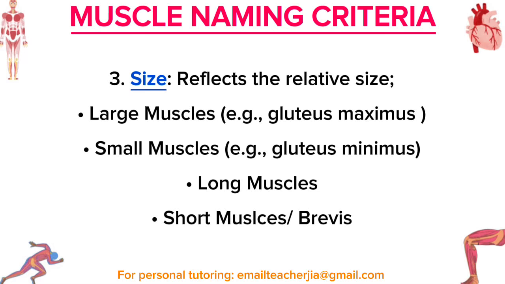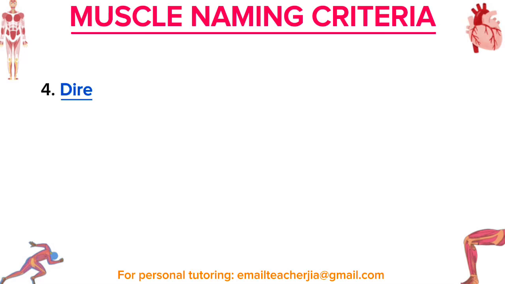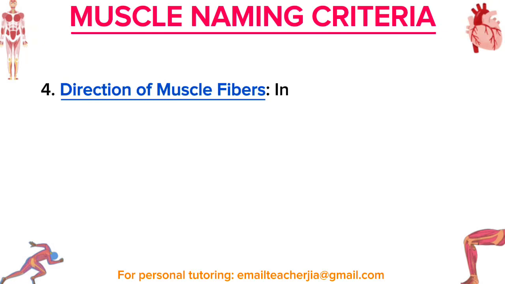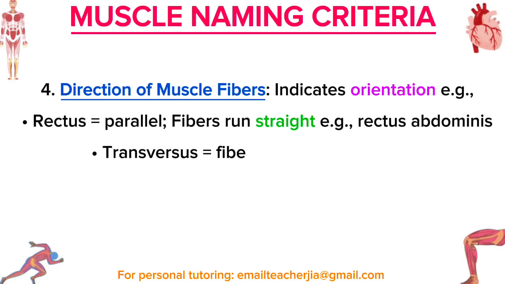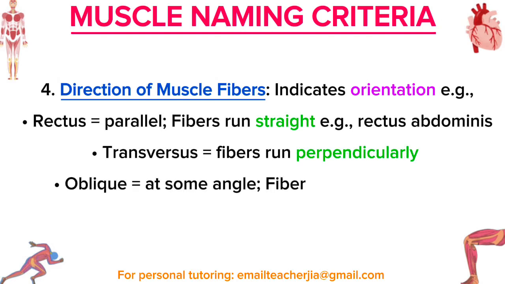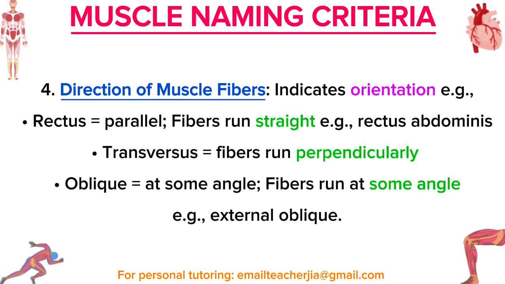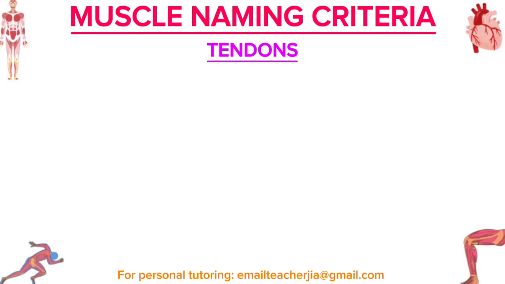Okay? Then the fourth criteria for naming muscles is direction of muscle fibers. This indicates orientation, e.g. rectus means parallel. Fibers that run straight, e.g. rectus abdominis. We have transversus, which means fibers run perpendicularly. Then you have oblique, which means they run at some angle. Fibers run at some angle, e.g. external oblique.